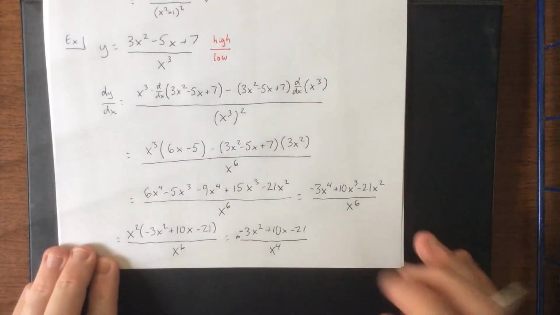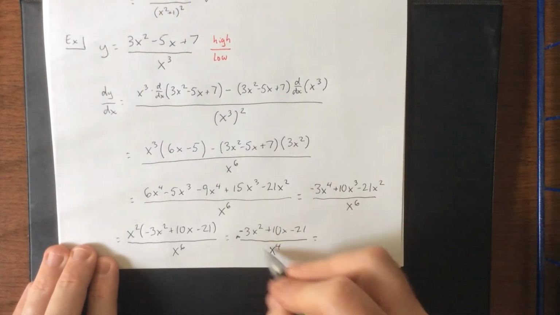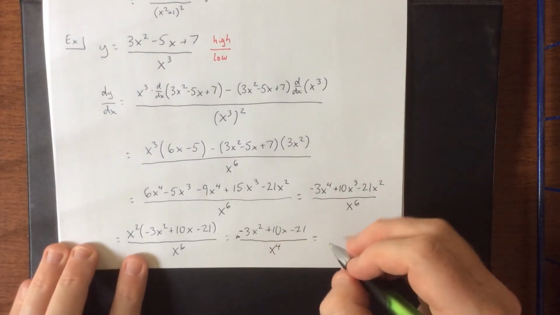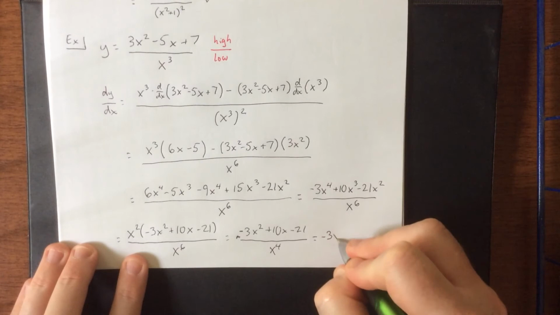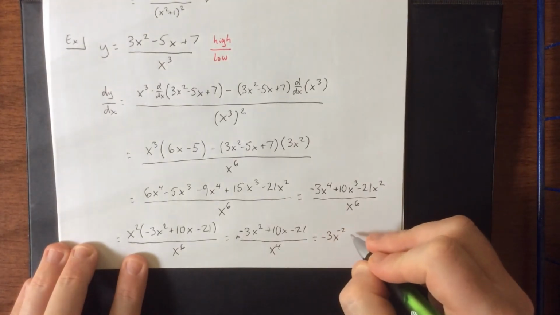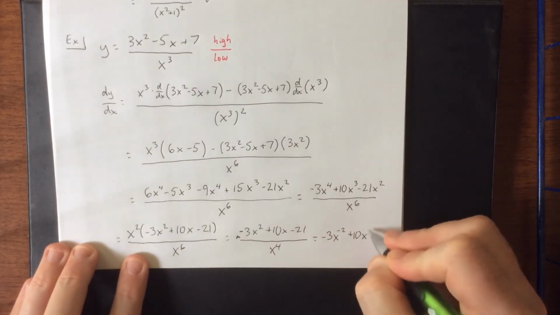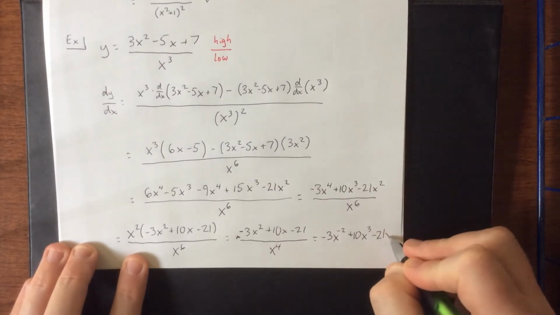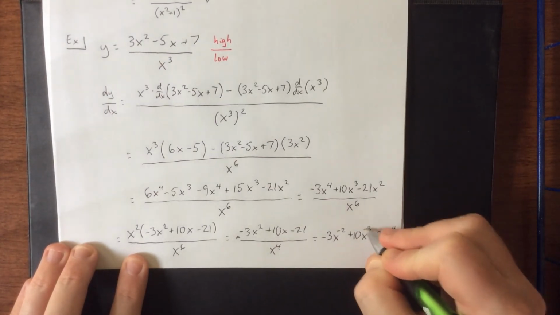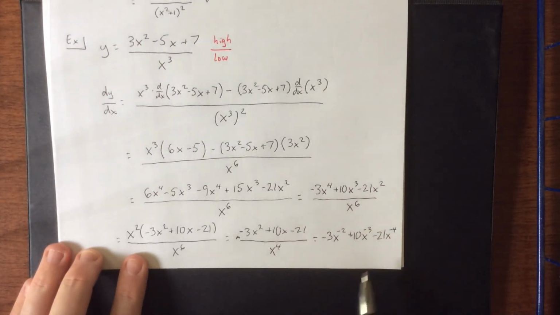Now to compare that to the results of the previous video, we can distribute this x to the 4th to all three of these terms and wind up with negative 3 x to the negative 2 plus 10 x to the negative 3 minus 21 x to the negative 4th. And fingers crossed, I'm really hoping that that's the same result as what we got the other way because, well, that's the way math is supposed to work.